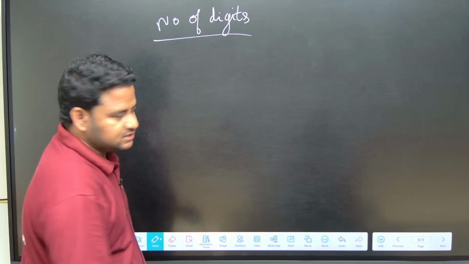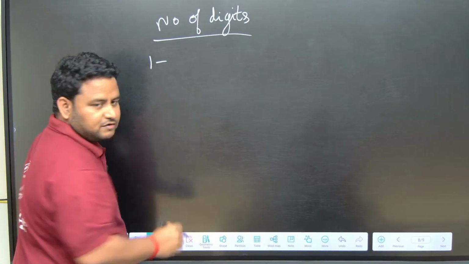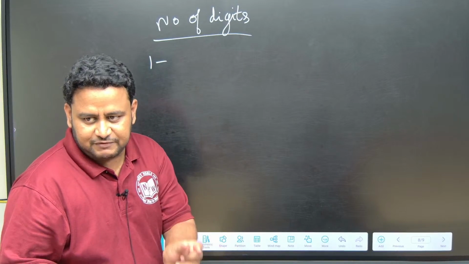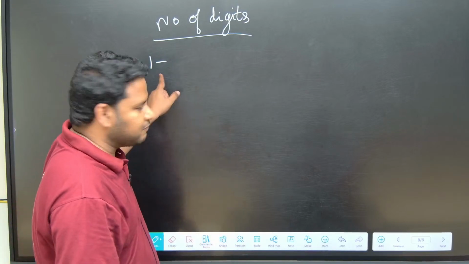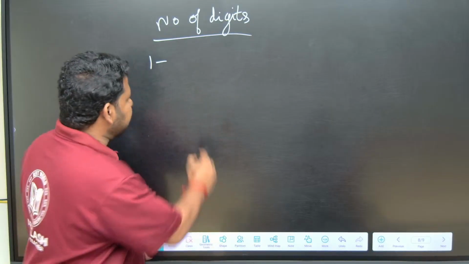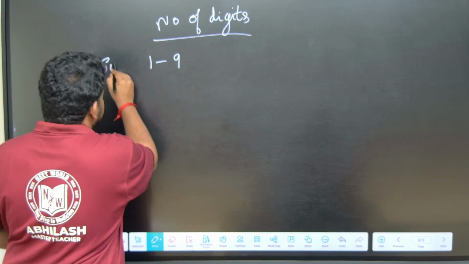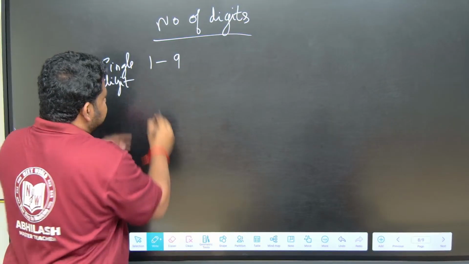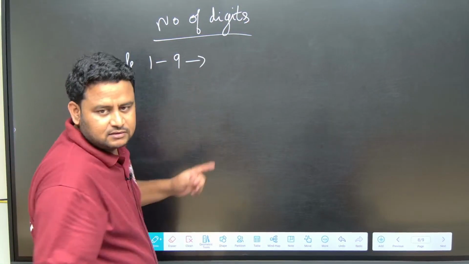So for the number of digits, if I take the number of pages, it cannot be 0, no? You cannot write page number 0. Is there any book having page number 0? No. So page numbers will always start from 1. So if I take single digits, it is 1 to 9.